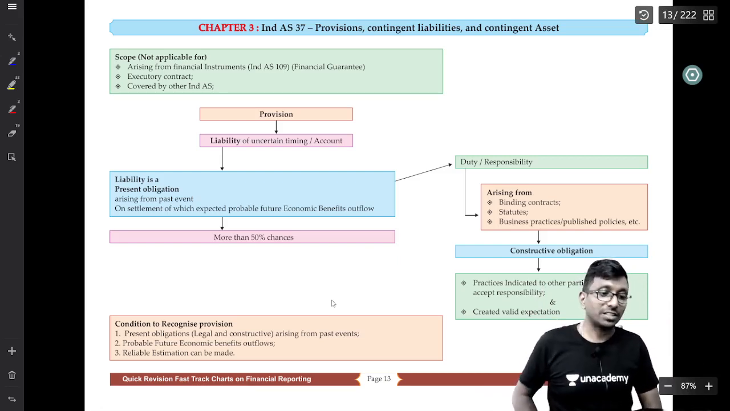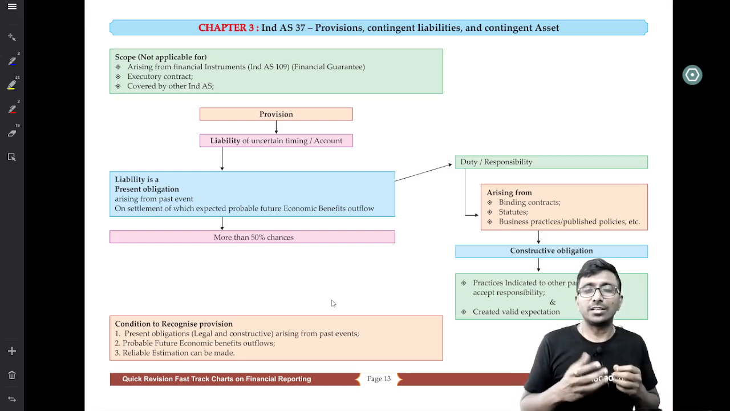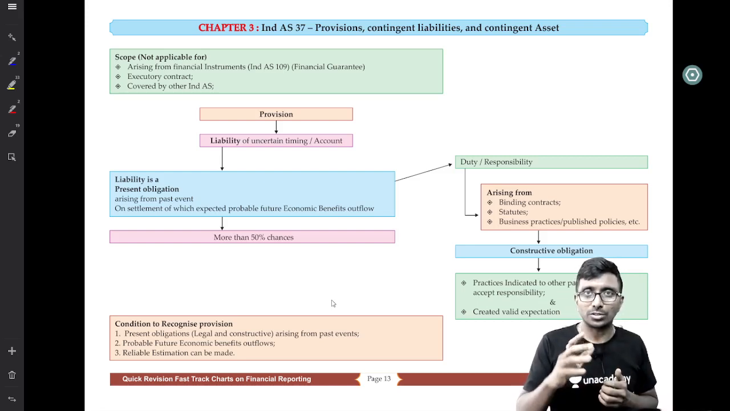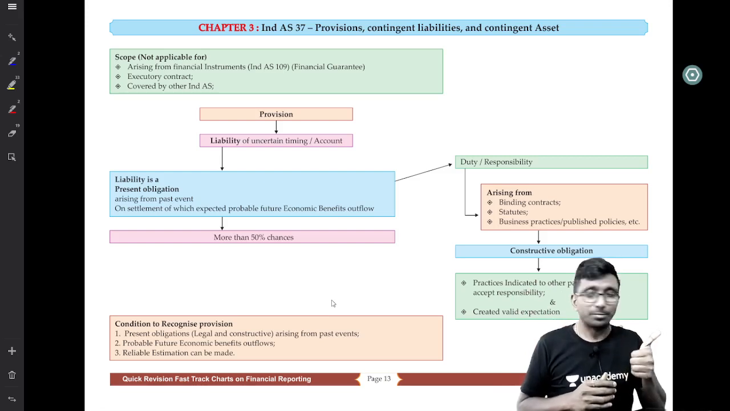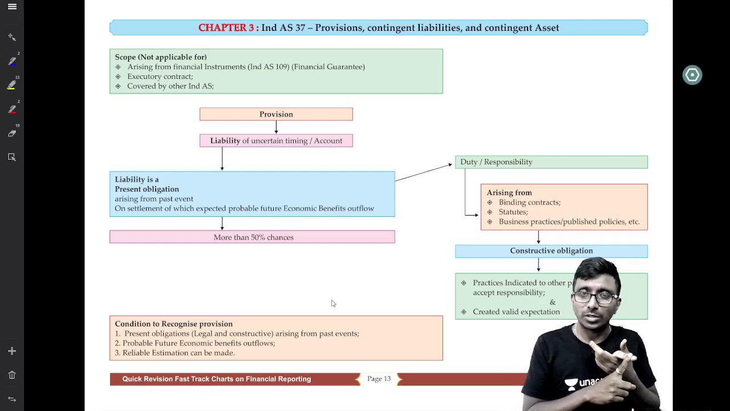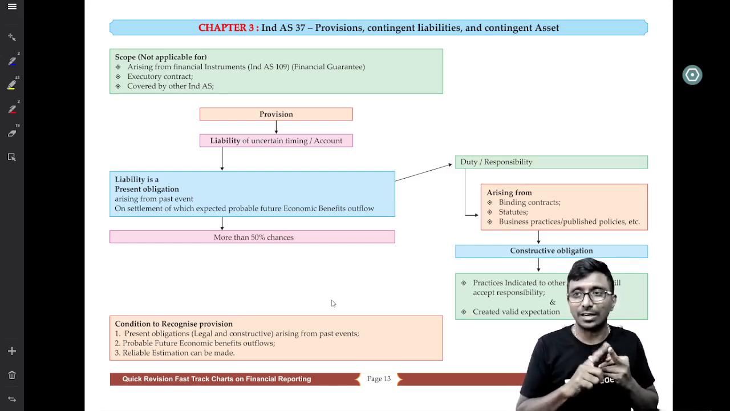Chapter number, in my book, is chapter number 3. That is Ind AS 37, provisions, contingent liabilities, and contingent assets. As I said, this standard is going to discuss three more topics which are not there in the heading. One is reimbursement of assets. It's a small one. Then restructuring provisions, another small one. The last one is onerous contracts.